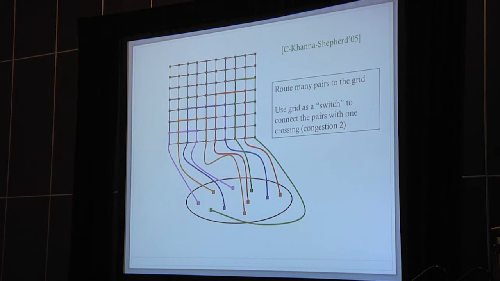So my claim is that as long as these guys can reach this side of the grid, you can use the grid to connect them up with one crossing. Remember, we are allowing one crossing, because we don't know what to do if we don't allow one crossing. So any way you reach the grid, I can hook them up using the grid. Everyone sees this? It's easy to see. So grid is a good routing structure. So this is how we solve the problem in planar graphs, actually.